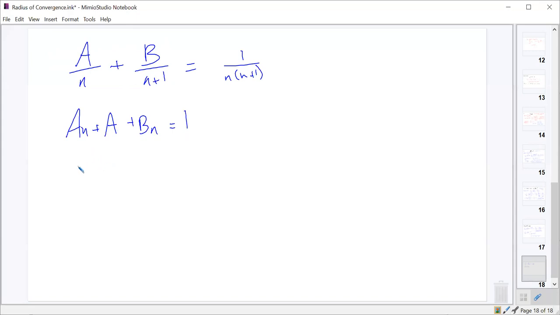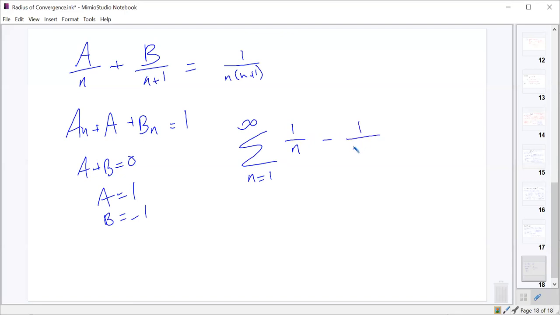And, well, let's see, that would tell us that a plus b should be 0, and that a should be 1, therefore b should be negative 1. And so instead of trying to do the integral, because the integral will just tell us whether it converges or diverges, let's rewrite this as the sum from n equals 1 to infinity of 1 over n, minus 1 over n plus 1.